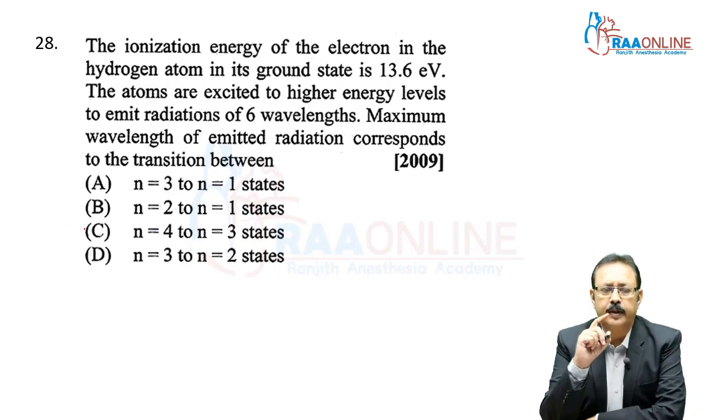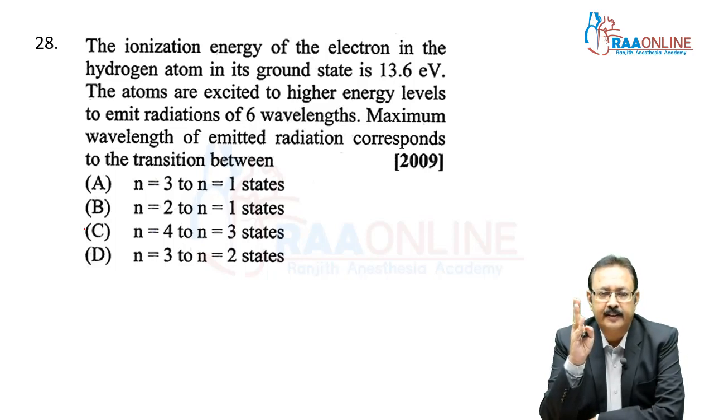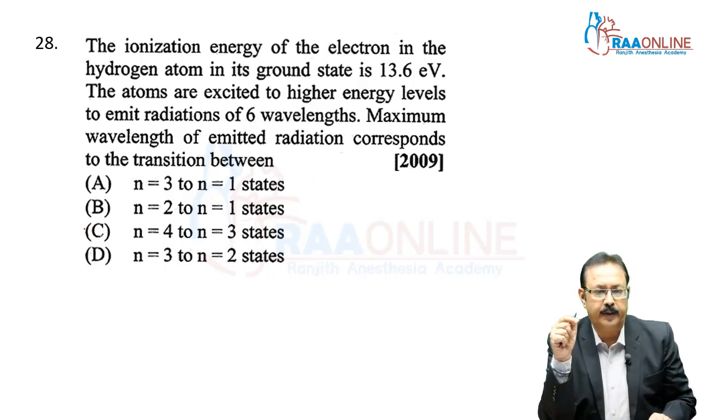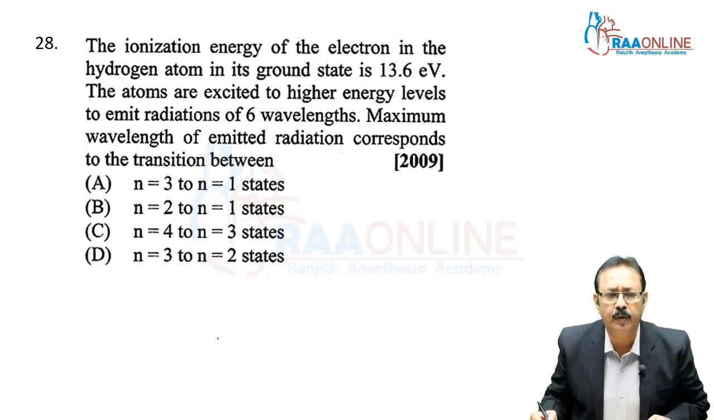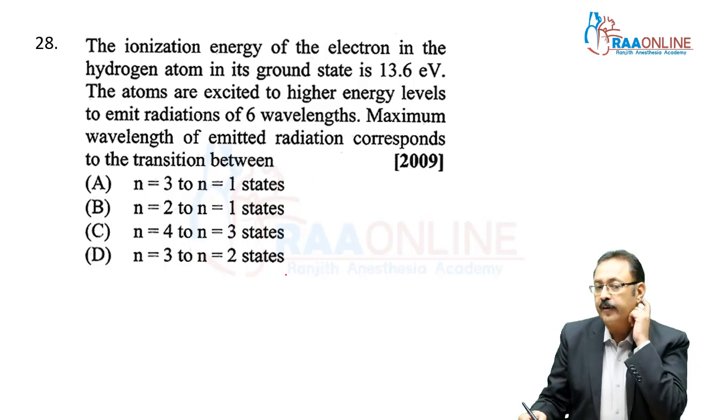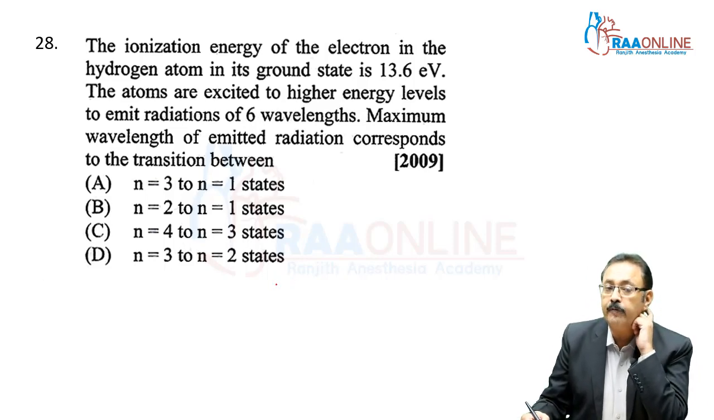28th, it is from 2009 AIPMT. The ionization energy of the electron in the hydrogen atom in its ground state is 13.6 electron volt. The atoms are excited to a higher energy level to emit radiations of 6 wavelengths. The maximum wavelength of emitted radiation corresponds to the transition between... 6 waves coming means it is in the fourth orbit, 4 into 4 minus 1 by 2. And we just saw that the maximum we will get when it jumps from the second orbit to the first orbit. Second orbit to... no, that was frequency, maximum frequency, but they are talking about maximum wavelength.